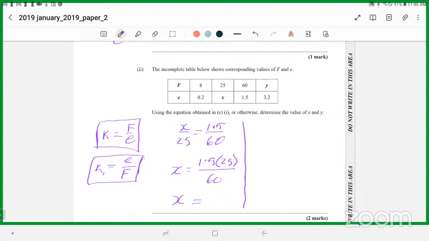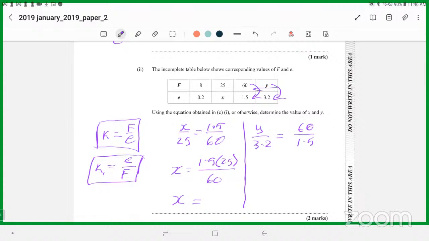And then for the second one, I'm going to put now this Y over this 3.5 will be equal to 60 over 1.5. Because that's a constant, right? So I'm going to say Y over, not 3.5, 3.2 will be equal to 60 over 1.5. The force over the E will equal the force over the E, constant at all times.